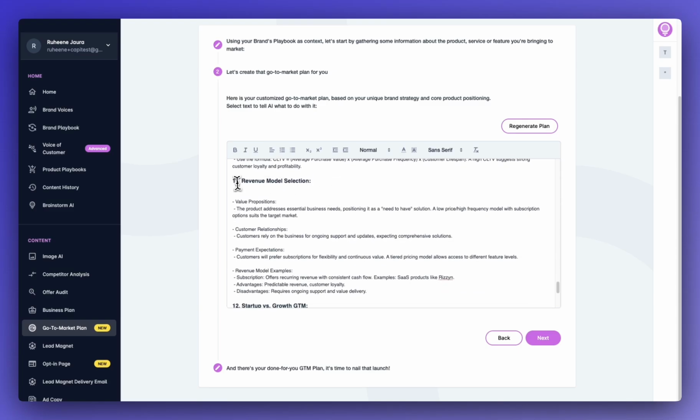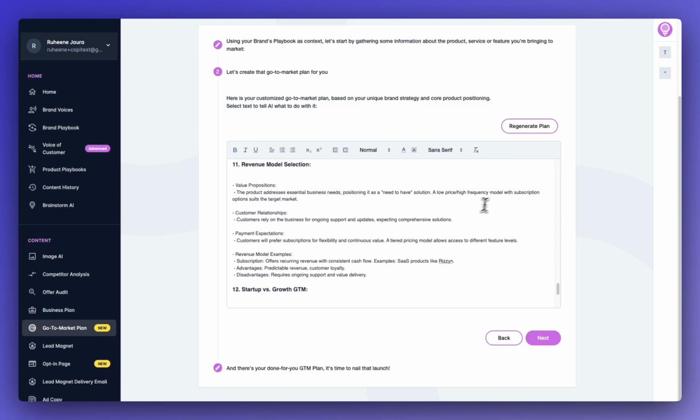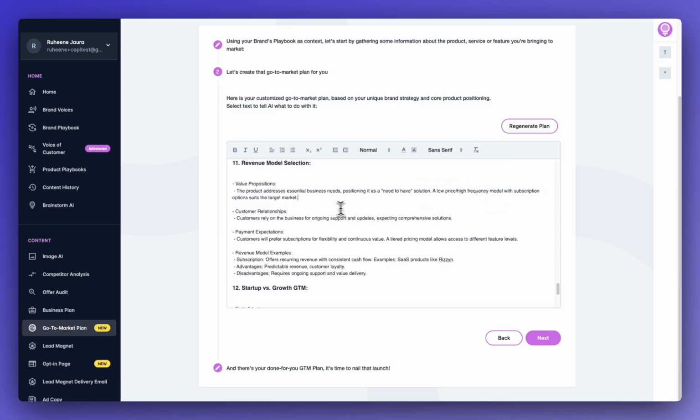Next, it talks about revenue model selection. So it's recommending a subscription option here, since this is a software product, how our revenue model selection will impact our customer relationships, what the payment expectations would be from our customers, and some revenue model examples, along with advantages and disadvantages that we should keep in mind.